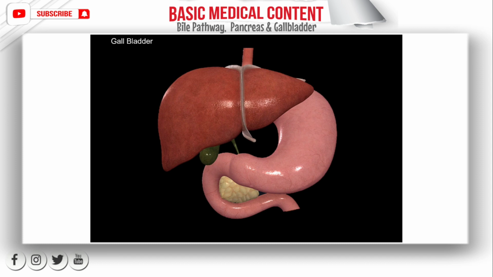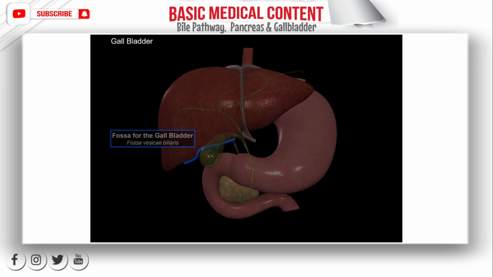And now I want to focus on the gallbladder a little bit before we continue because it has some important anatomical structures. The gallbladder is directed forward under the liver and it forms a fossa called the fossa for the gallbladder. Now let's go ahead and isolate the gallbladder with the bile pathway.